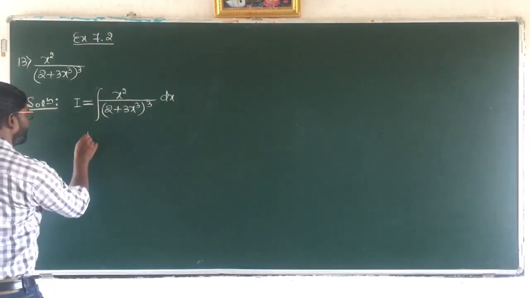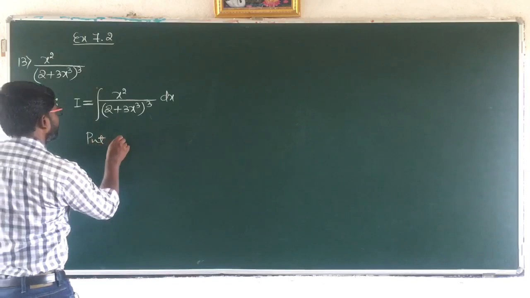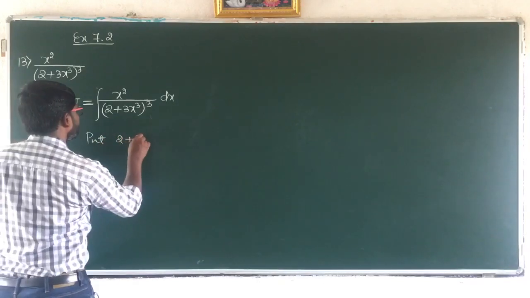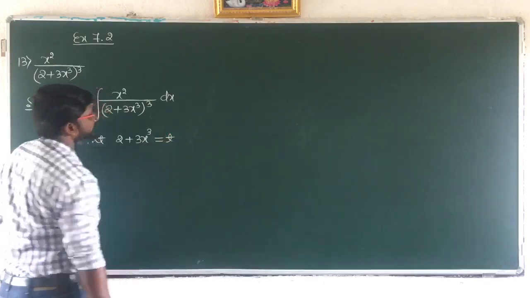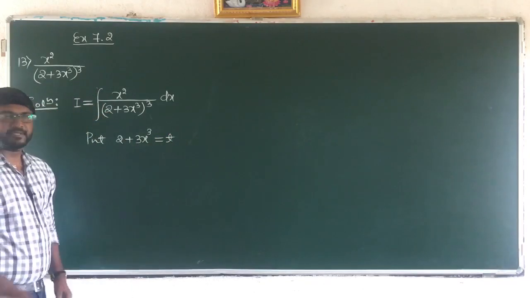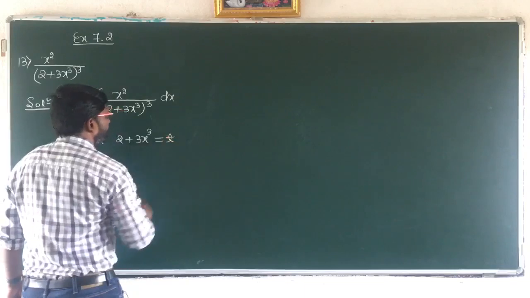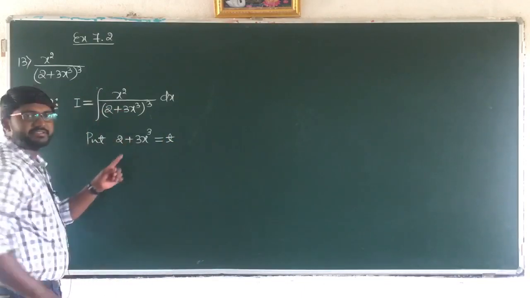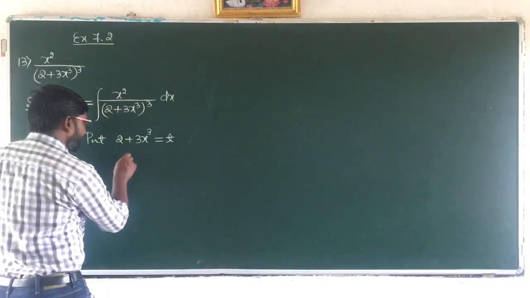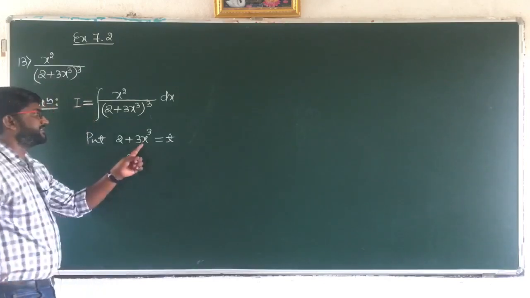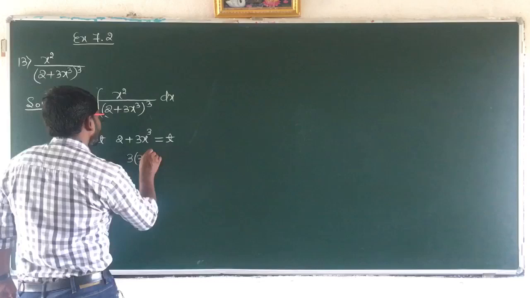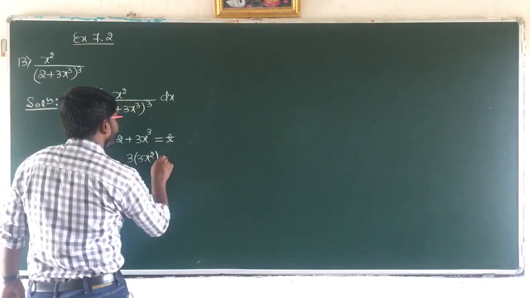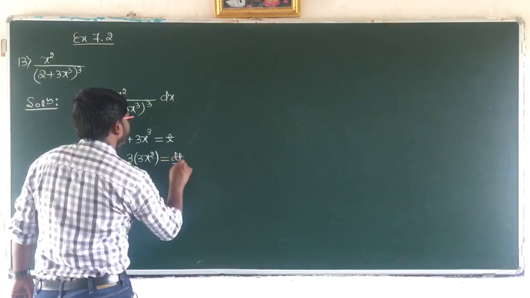Now put the denominator equal to t. Put 2 plus 3x cube equals t. Now differentiate both sides with respect to x. So what do we get now? The derivative of 2 will be 0. Then write 3 as it is. Then the derivative of x cube will be 3x square. So 3 into 3x square equals dt by dx.